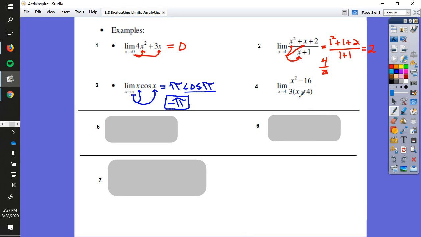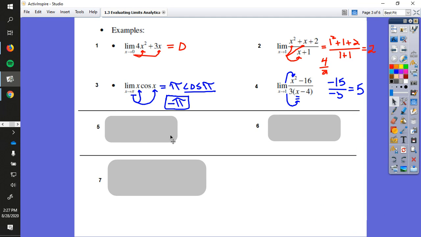Looking at the last one here, again, there could be an issue if x was a 4, but x is not a 4, it's a 1. So there shouldn't be any issues. We'll do a direct substitution. I end up getting -15 on top when I do a direct substitution. I get -3 on the bottom. So that leaves me with a +5 as my limit. So all 4 of those are a direct substitution.